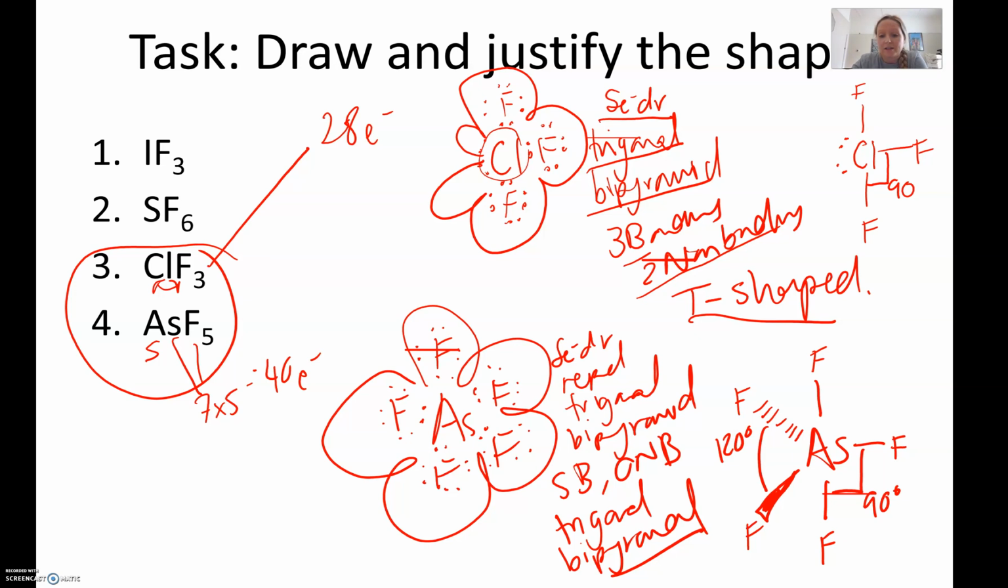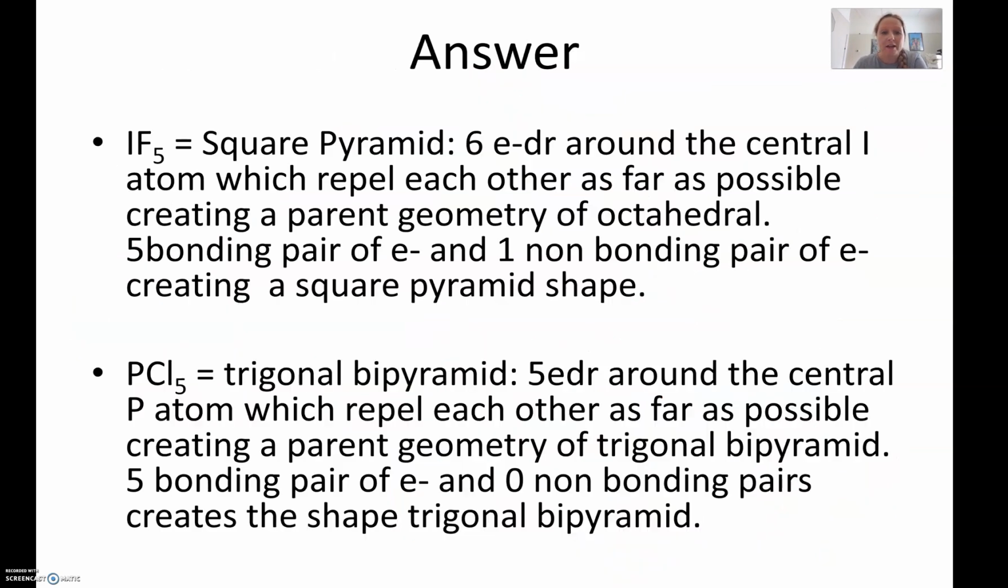Hopefully that makes sense. So I'm now going to go through verbally how to justify the shape of this. AsF5 has 5 electron density regions around the central As atom. These repel as far as possible, creating the parent geometry of trigonal bipyramid. There are 5 bonding and 0 non-bonding pairs of electrons, and therefore the shape is trigonal bipyramid, and this is what it looks like. Hopefully that makes sense. These are typed out here.